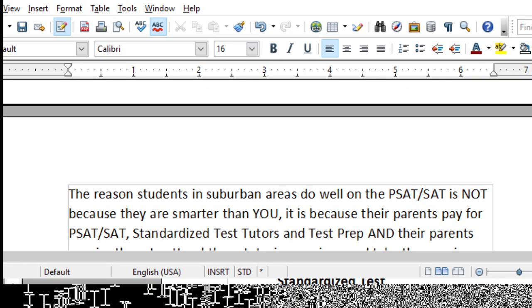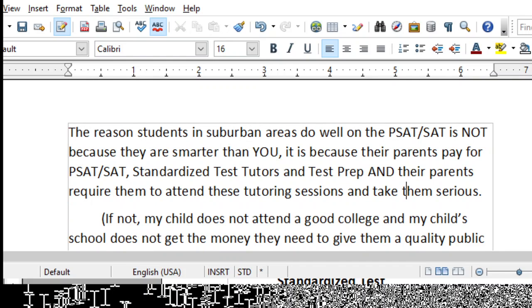The reason students in suburban areas do well on the PSAT/SAT is not because they are smarter than you. It is because their parents pay for PSAT, SAT, standardized test tutors, and test prep, and their parents require them to attend these tutoring sessions and take them seriously.